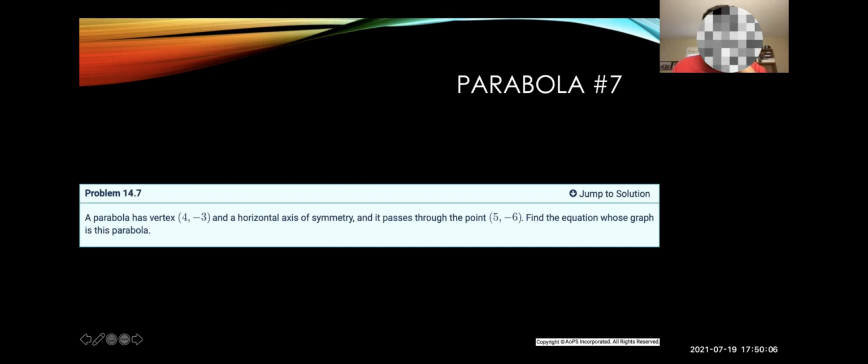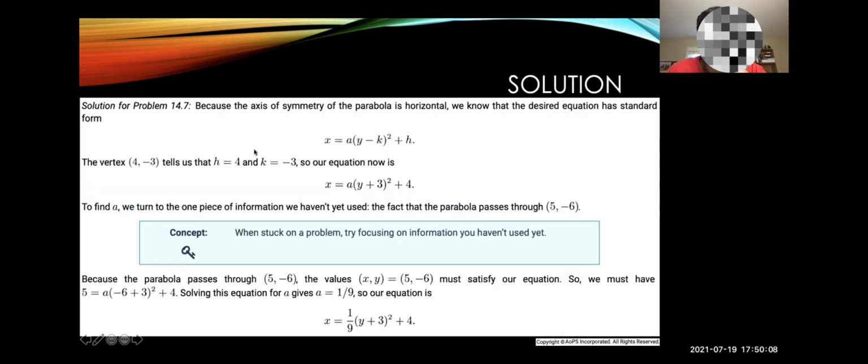Okay, so now we're going to go through this problem. This one might be a little tricky. Since we know it's horizontal, it has to be x equals y squared something something, because if the symmetry is like this, it has to open this way or this way, which means it's x equals something. And we know the vertex is (4, -3), so we know that h is 4, k is -3, so we can plug those into our equation right away.